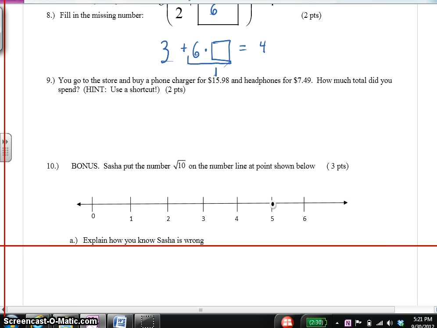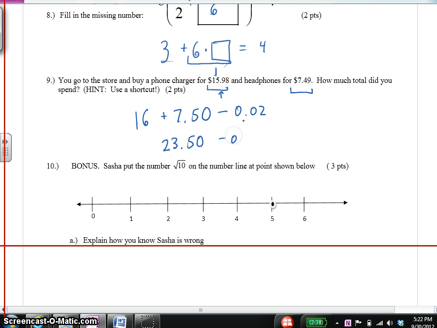All right, number 9. And I wanted you to try to use a shortcut for number 9, not to do it the old-fashioned way. There's an easy way to do it. $15.98 is really close to $16. Okay, so we'll just say 16. And we know we're going to have to subtract out the 2 cents when we're done. $7.49 is really close to $7.50. Okay, so if I add up $16 and $7.50, I get $23.50.